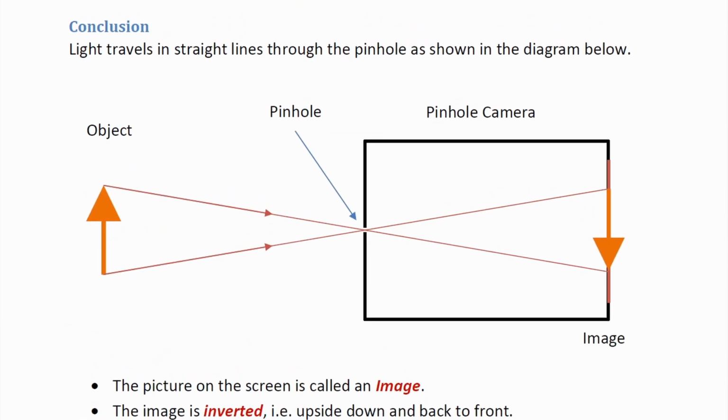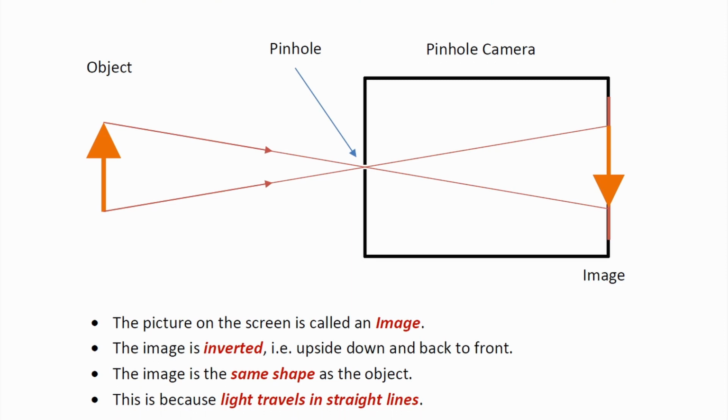So you'll have to draw this diagram again into your notes. And the important things to remember are that what we see in the screen is called an image. It is inverted, so it's upside down and back to front. And it's the same shape as the object. And it only happens because light travels in straight lines. This is important. This is evidence that light travels in straight lines. If light curved, the image wouldn't be the same shape as the object. It would be distorted.